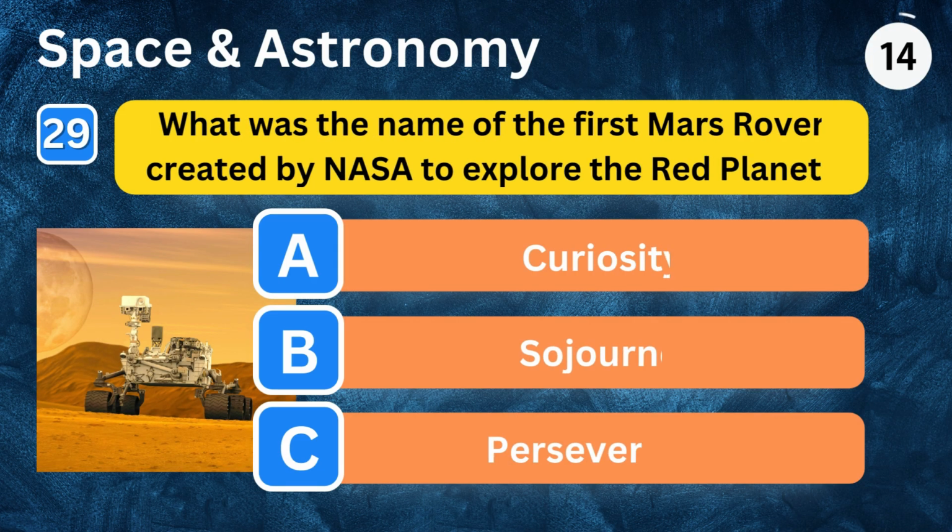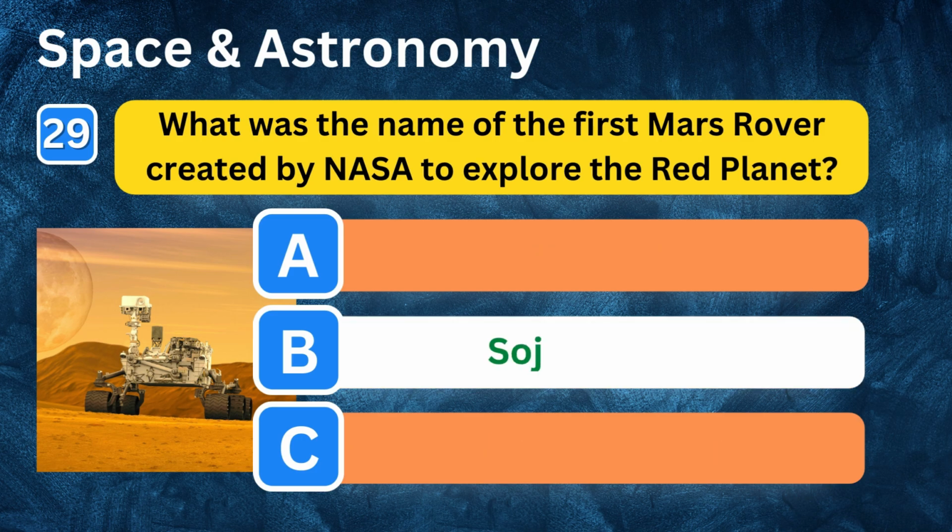Question 29. What was the name of the first Mars rover created by NASA to explore the Red Planet? Was it Curiosity, Sojourner, or Perseverance? And the answer was Sojourner.